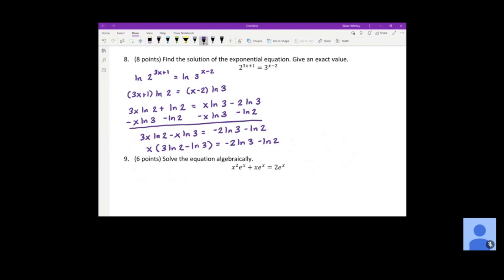All right. Finally, we just need to get x by itself. So I'm going to divide by everything that's in my parentheses there. And when I do that, I end up with -2 natural log 3 minus natural log 2 all over everything in the parentheses, so 3 natural log 2 minus natural log 3. That is an exact value. That's what I'm going to be looking for in this case, right? So again, don't try to put any of this in the calculator and round off your decimals or anything like that. Whenever it says exact value, make sure you keep all those logs in your final answer.